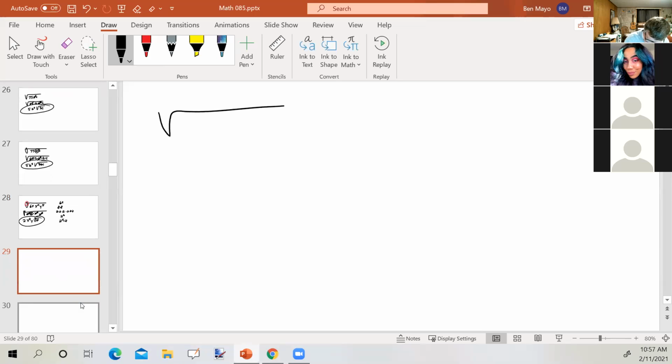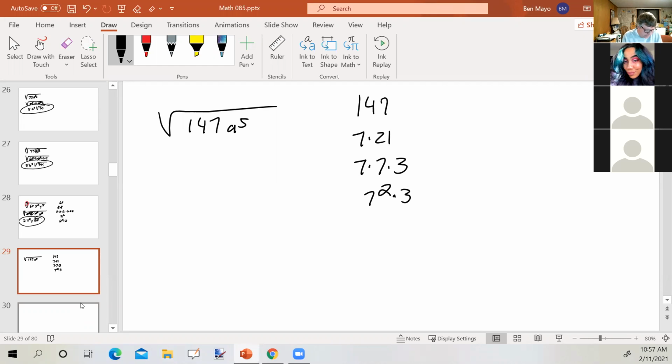The square root of 147 a to the 5th power. 147, I think 7 goes into that. Let's see, how many times? 147 divided by 7 is 21. So this is 7 times 21, which is 7 times 7 times 3, which is 7 squared times 3. So I'm going to write that as 7 squared times 3.